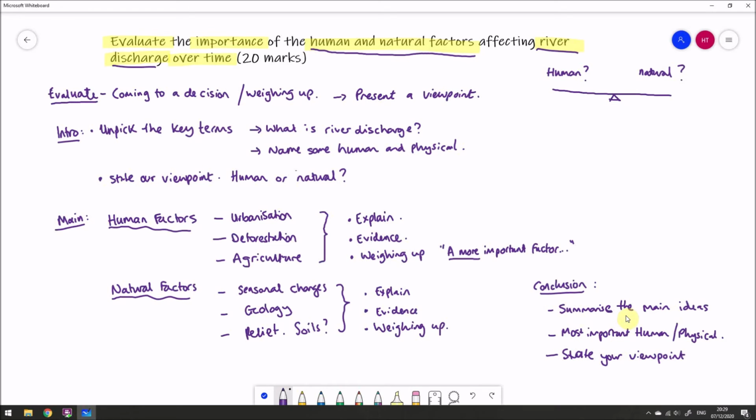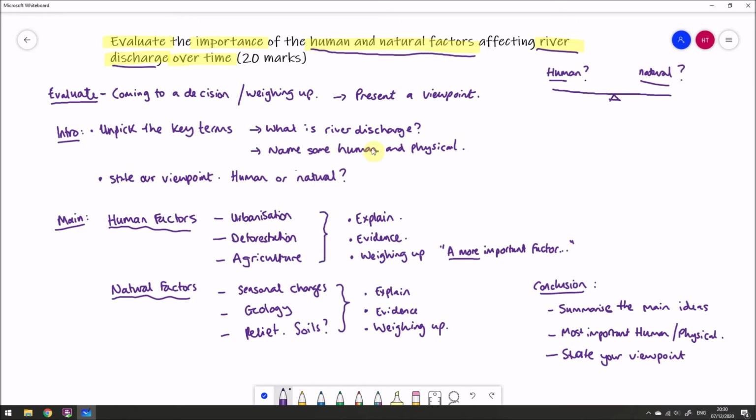Now, one thing that's important to remember is that this seesaw should never be completely balanced. You should never say, oh, it's completely even between human and natural factors. You want to stick your neck out and actually choose a side. So make sure that you come down on one side or the other. However, don't come completely down on one side. So don't say it's completely human factors and natural factors have nothing to do with it, or completely natural factors and human factors have nothing to do with it at all. You want to show an awareness of both sides of that argument.